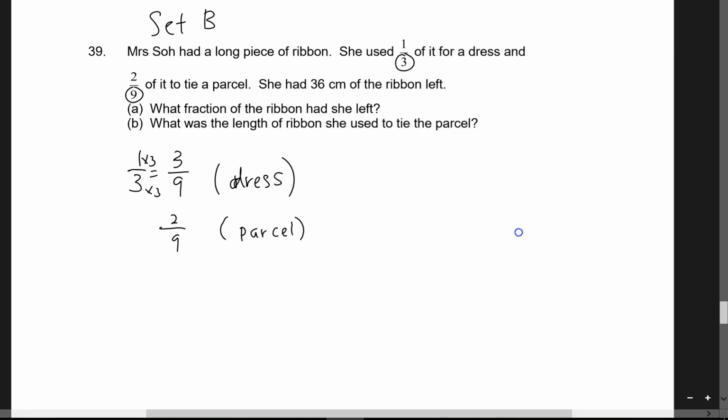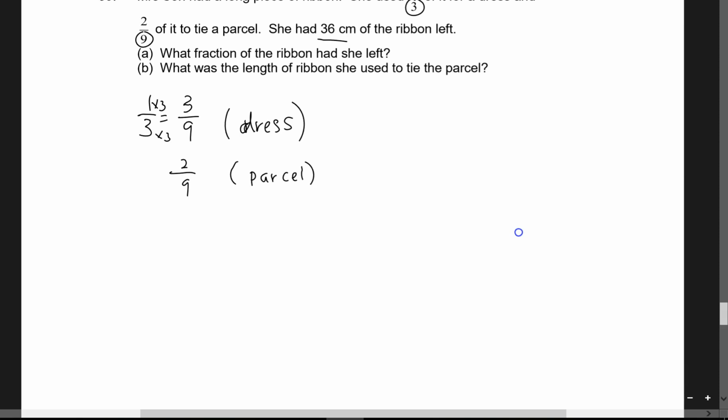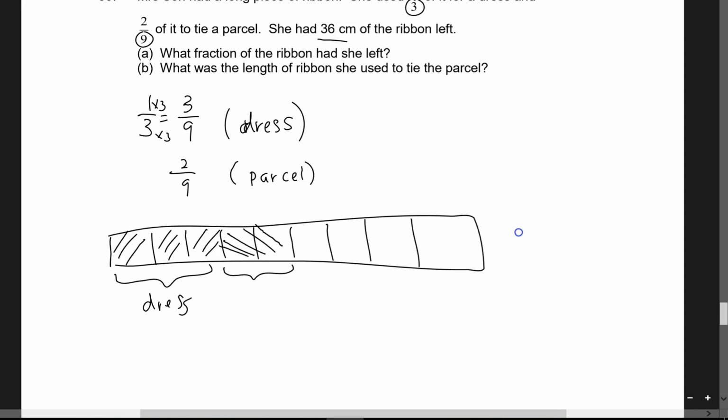Okay, and you know that she had 36 centimeters of ribbon left. Right, for those who would prefer to draw, you can actually draw out the 9 units. So I have 1, 2, 3, 4, 5, 6, 7, 8, 9. 3 units is for dress, so this will be for dress. This is parcel. Parcel will be 2 units, so I'm going to just change the direction because I don't have a color here. And the rest will be what is left.